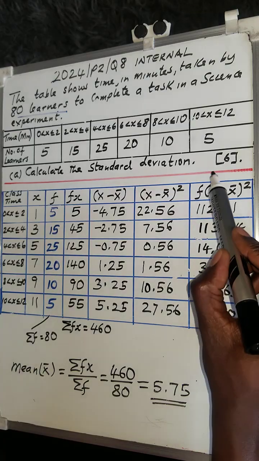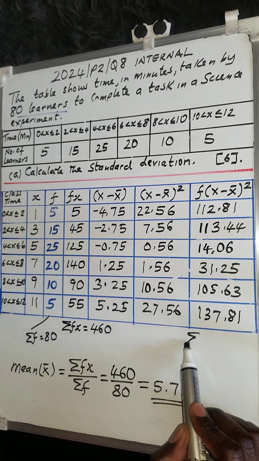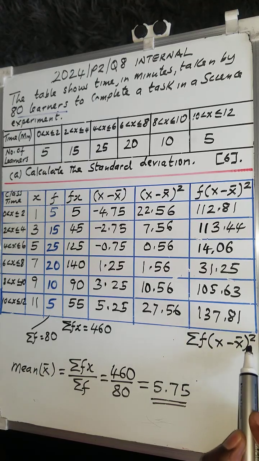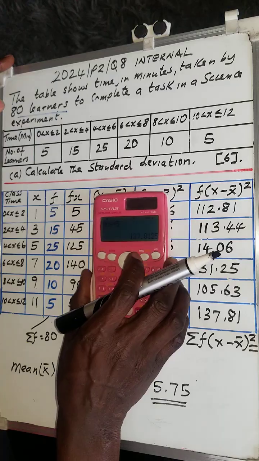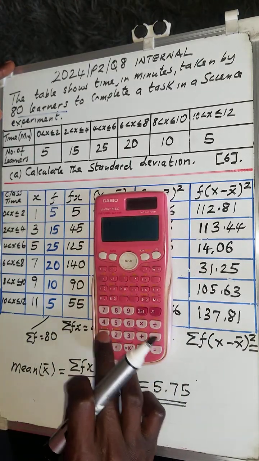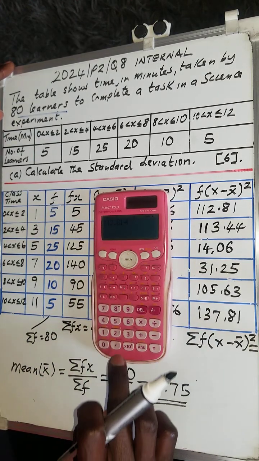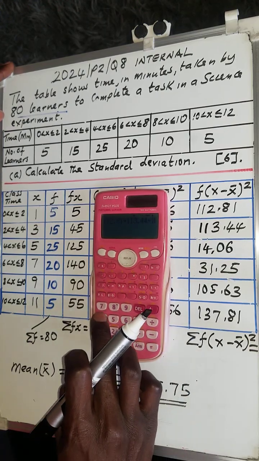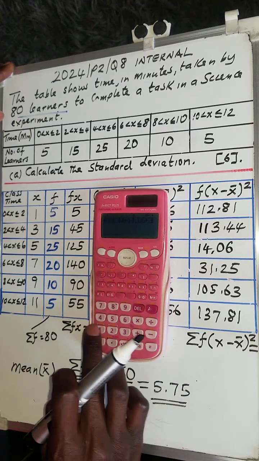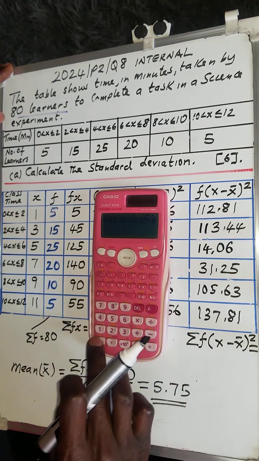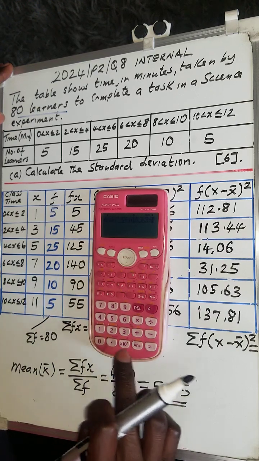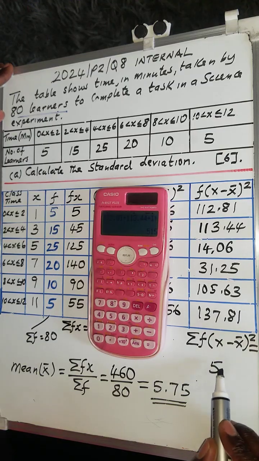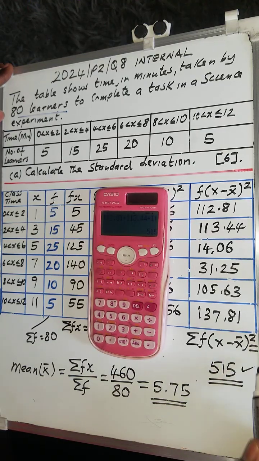So what do we need? What we are interested in is the last column. So you need to know the summation of the frequency multiplied by the deviation from the mean squared. We just need to add the last column. Let's add it together and see. So that is 112.81 plus 113.44 plus 14.06 plus 31.25 plus 105.63 plus 137.81. So what is that giving me? It is giving me 515. So this is the value that you're getting.